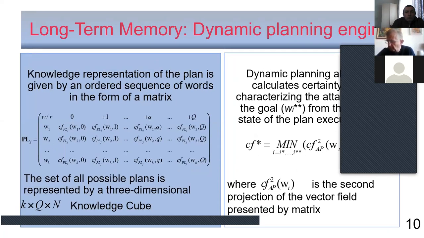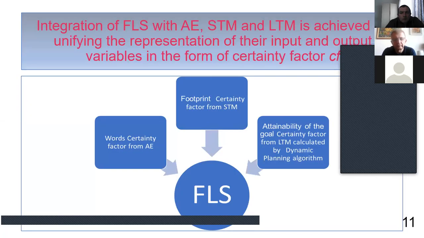The actual plan is represented by a dynamic vector field too, as an ordered sequence of actions in the form of a matrix, where a word describes the situation related to the plan stage. The dynamic planning engine calculates a certainty factor that characterizes the attainability of the goals, shown on this slide. So we got, in the form of a fuzzy characteristic of the meaning of a limited number of words, a description of the current situation, the historical data, and the possibility to perform the next stage of the plan.